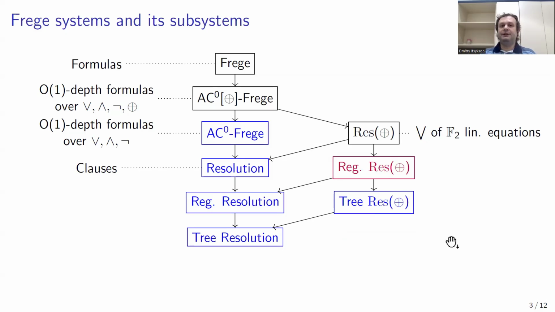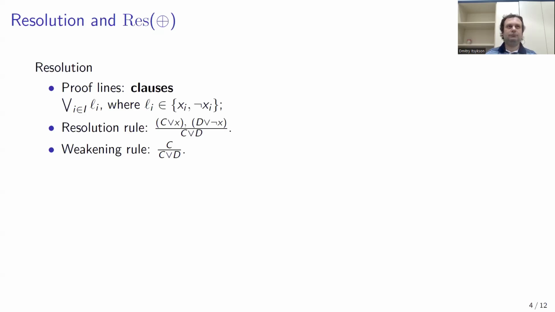Regular resolution over parities is defined similarly to regular resolution. This proof system is strictly stronger than both tree-like resolution over parities and regular resolution. The main result of our paper is an exponential lower bound for this proof system.